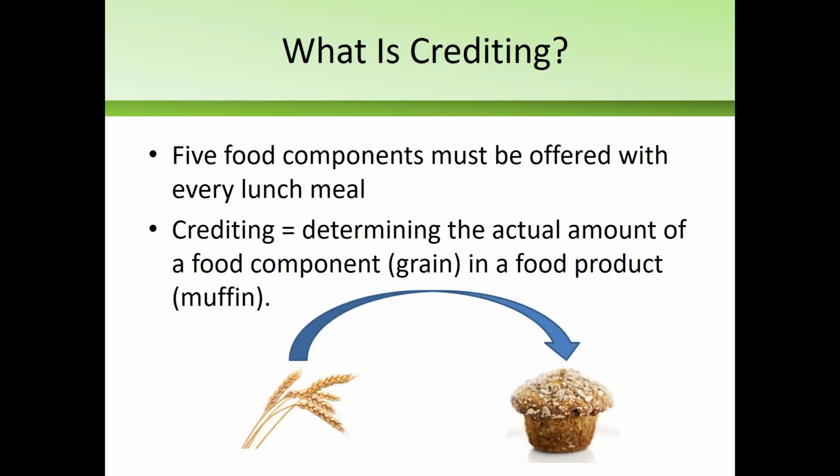So what is crediting? In the school lunch program module, you learned that 5 food components must be offered with every lunch meal. When we talk about crediting, we're trying to determine the actual amount of a food component, such as a grain in this case, that is in a food product, such as a muffin. For grains, we're looking for the actual amount of grain in a food product. Let's take a muffin, for example. There are other ingredients other than flour. Therefore, a 2-ounce muffin is not going to equal a 2-ounce equivalent.